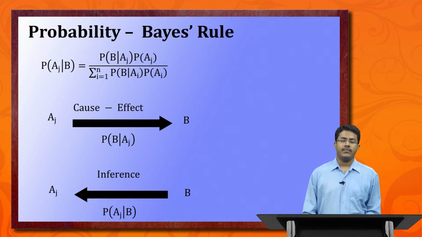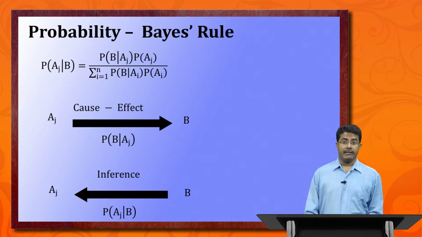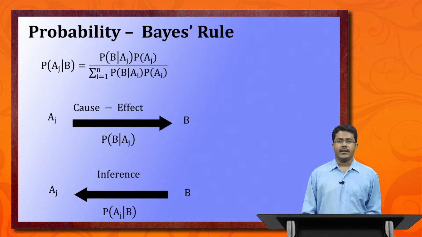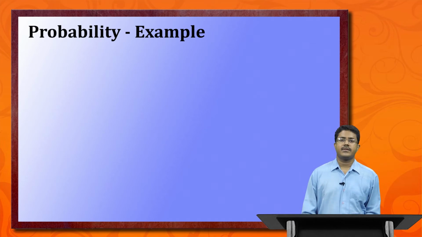So we can draw inference from an event that has already occurred, and find the reason for that event occurring. So these are the applications of Bayes rule. Now we will take a few more interesting examples to calculate probability.